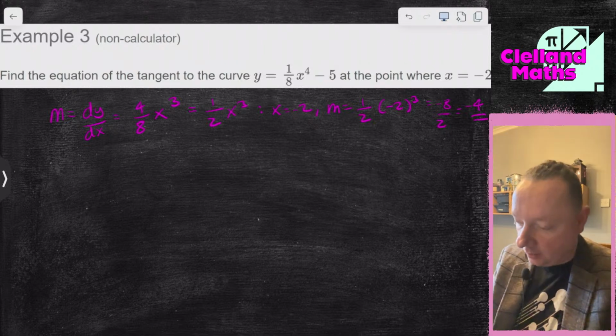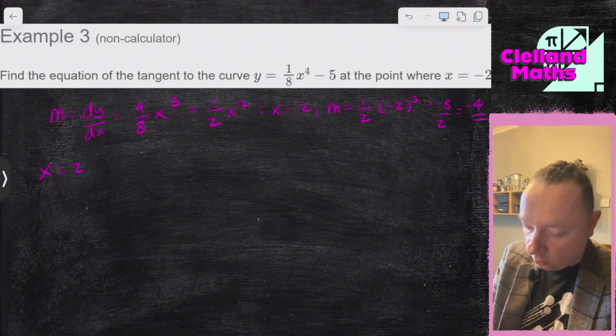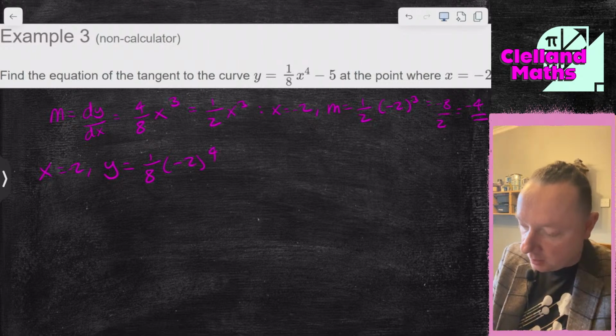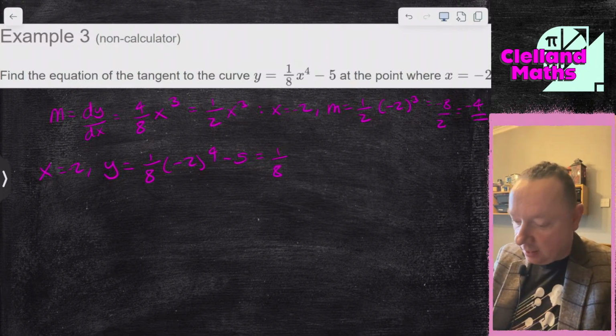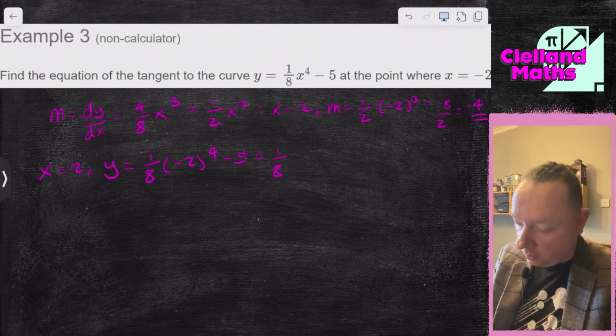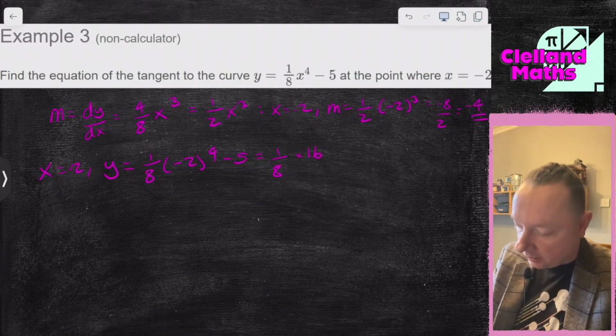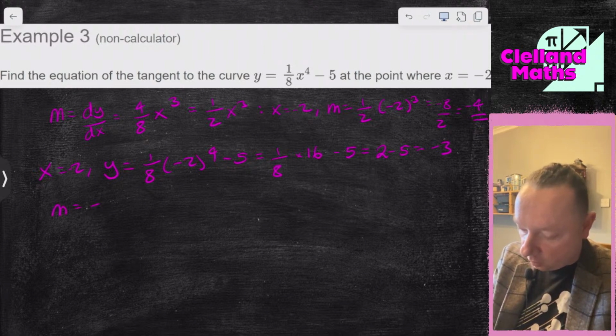So now I need a point. So when x equals minus 2, I need y equaling 1/8 of minus 2 to the 4, take away 5. Well, that's an eighth. 2 2s is 4 times 2 is 8 times 2 is 16. It's going to be positive because it's an even power. So an eighth of 16 minus 5. That's 2 take away 5, which is minus 3. So my gradient is minus 4, and my point is (minus 2, minus 3).